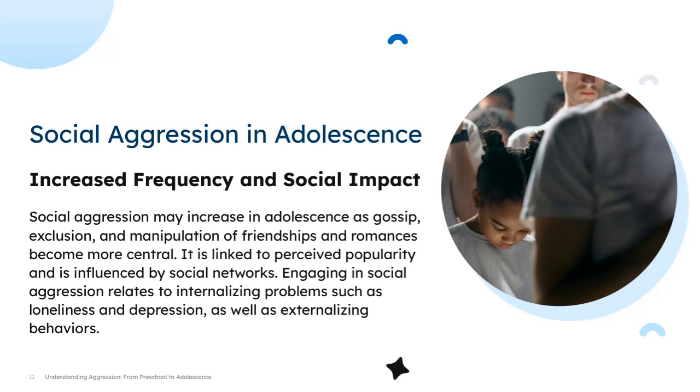As adolescents navigate their social worlds, social aggression tends to increase in frequency and takes on new forms like gossip, exclusion, and manipulating friendships or romantic relationships. This kind of behavior is closely linked to perceived popularity, meaning teens may use social aggression as a way to gain or hold onto social status within their peer groups.